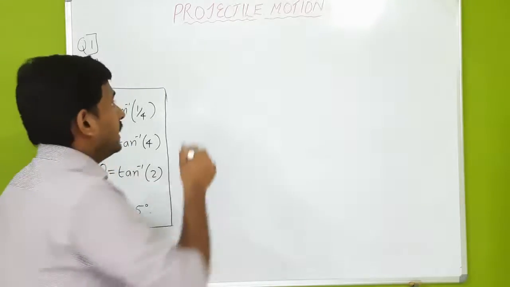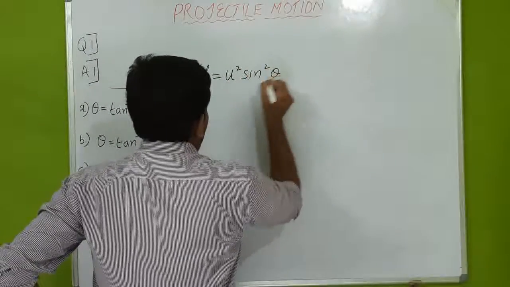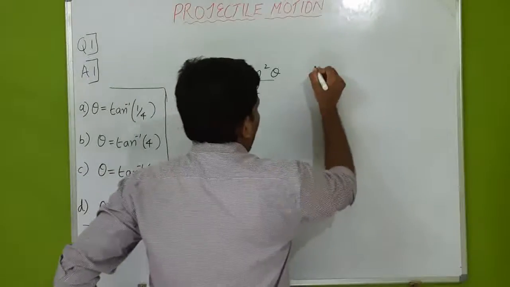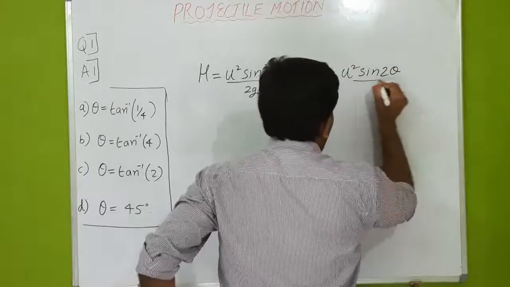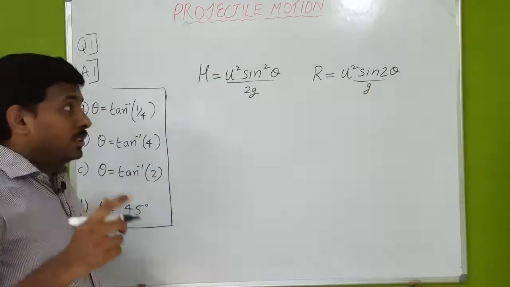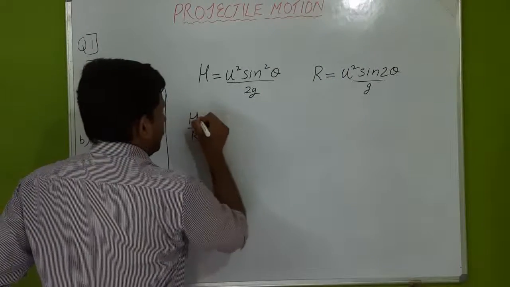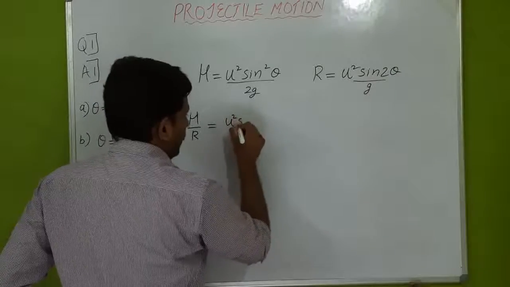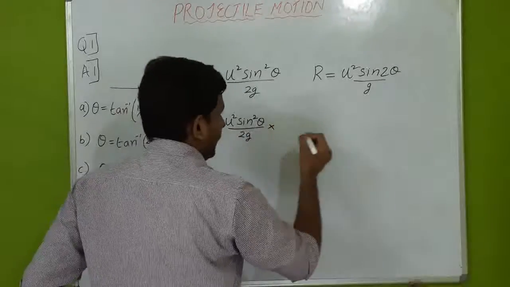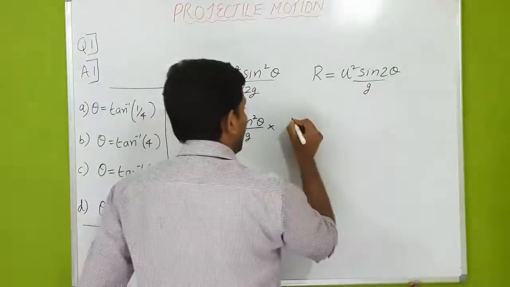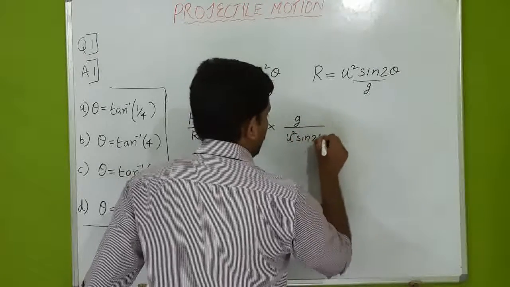The maximum height h of a projectile is given by u square sine square theta divided by 2g, and the range r is given by u square sine 2 theta divided by g. So let's do the ratio of h and r. H by r is equal to u square sine square theta divided by 2g multiplied by the reciprocal of the denominator, g divided by u square sine 2 theta.